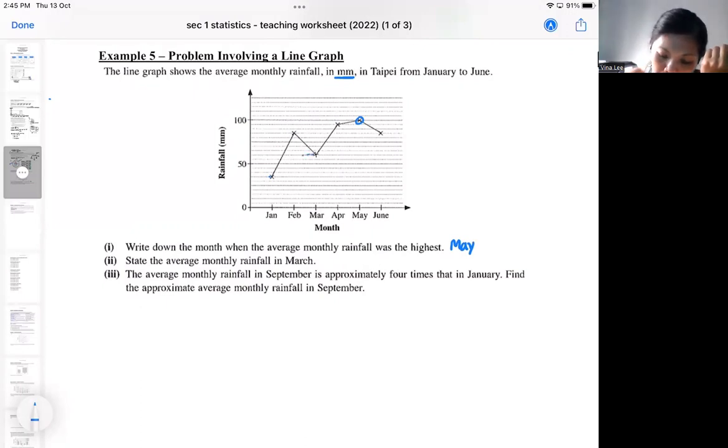In part two, you're supposed to state the average monthly rainfall in March. So that is just your reading skills. You might do a dotted line. From here, I think you'll get a 60. So that will be 60 mm.